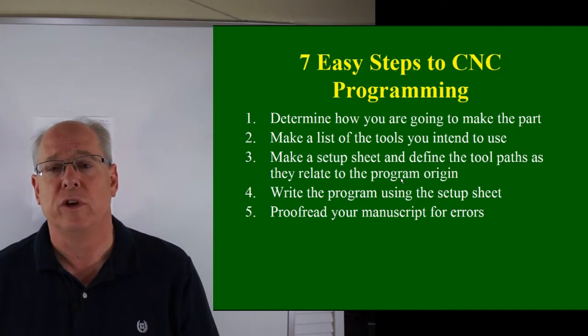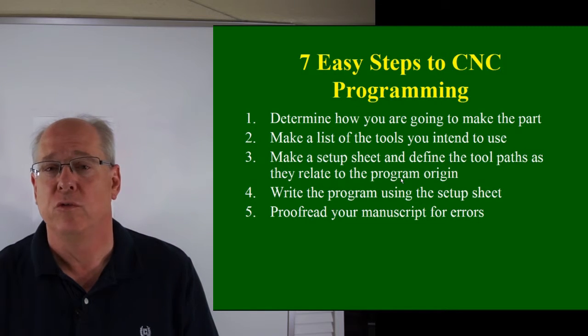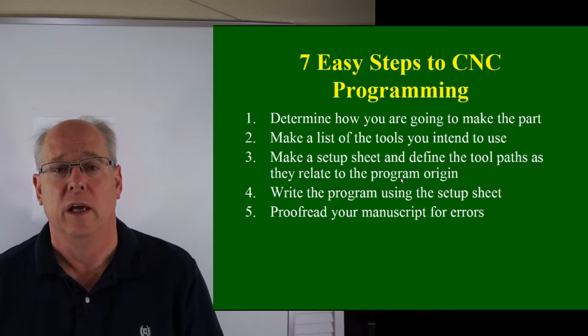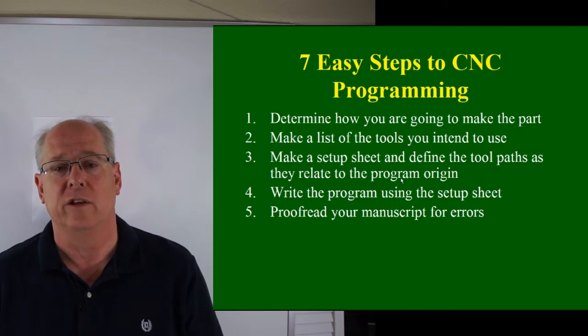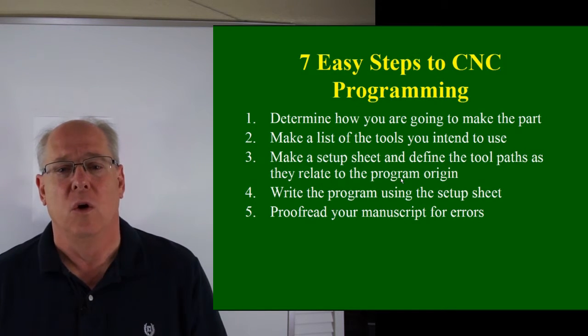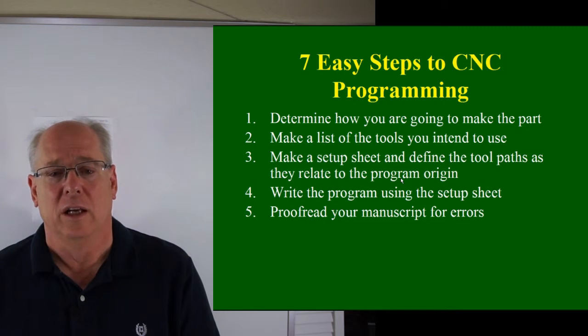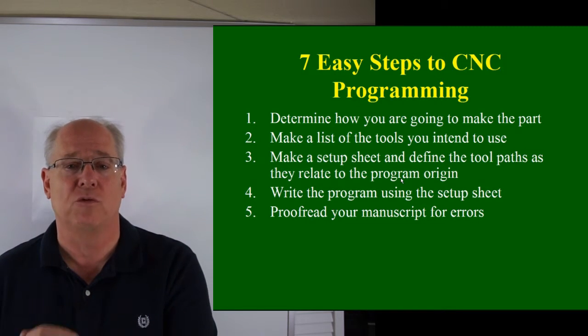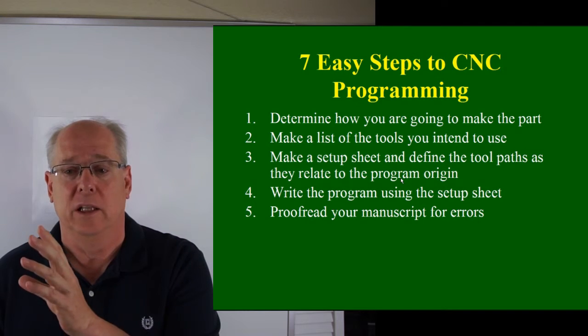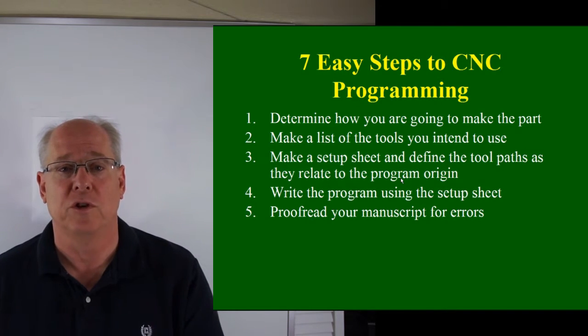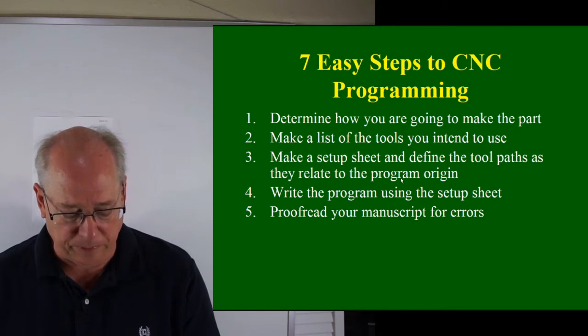Step 5 is you proofread your manuscript. In other words, after you write your manuscript, whether you type it or write it by hand, however you do that, you want to proofread it and look at it and try to catch any mistakes, or what we call desk check it. Because the safest place to catch a mistake is right there on paper before you actually commit the machine to making a part of any kind.